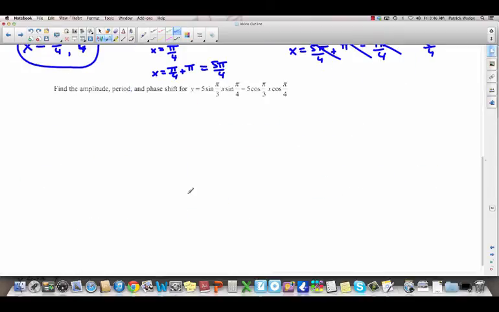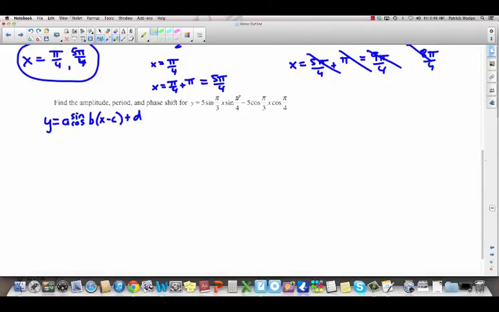Okay, find the amplitude, period, and phase shift for y equals 5 sine blah blah blah blah. Wow. So we want to know the amplitude, period, and phase shift of that. That doesn't look even close to our form we need it to be in. Remember, we need it to be in y equals a sine or cos, one or the other. We got both of them in this case. B, x minus c plus d, and instead we have this. How are we going to do this?